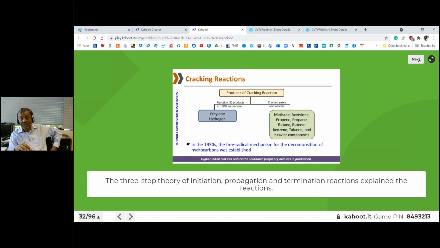And this is true even for the low temperature cracking. For high severity cracking, this theory does not hold good, and it becomes even more complicated.